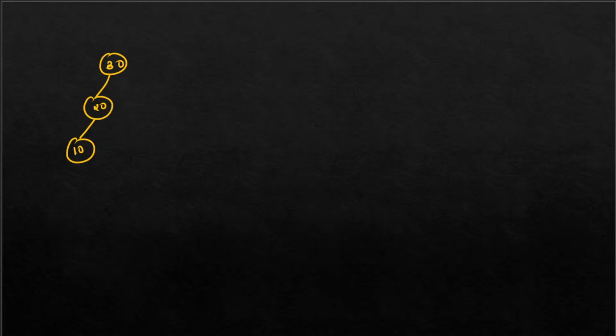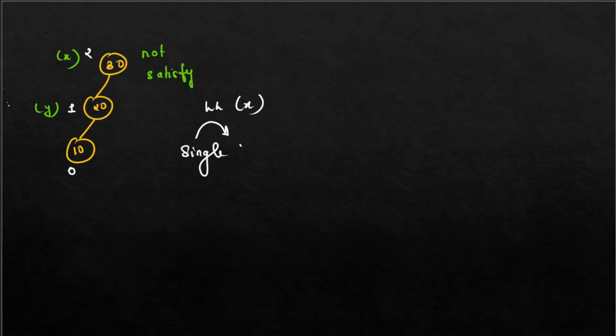Here 10 will have the height 0. 20 will have the height 1. 30 will have the height 2. Here 20 is, let's say, y, and 30 is, let's say, x. Now what is the difference at 30? It is 0 minus 2, right? And minus 2 is not at all acceptable. So I am writing here: not satisfied, because the height difference should always be -1, 0 or 1. Then only it is acceptable. So we will do a left rotation, and this is a single rotation.